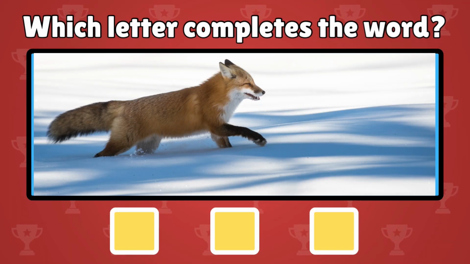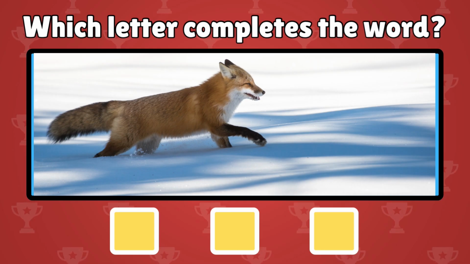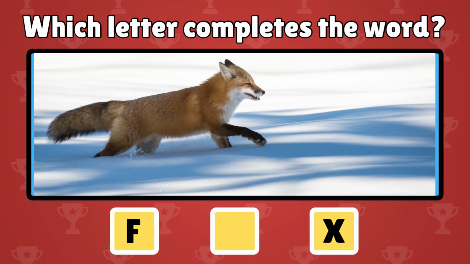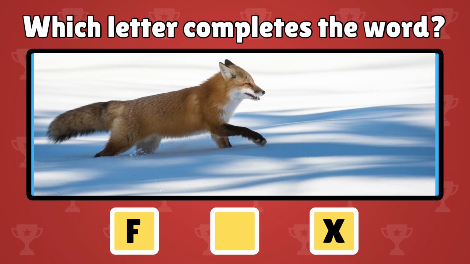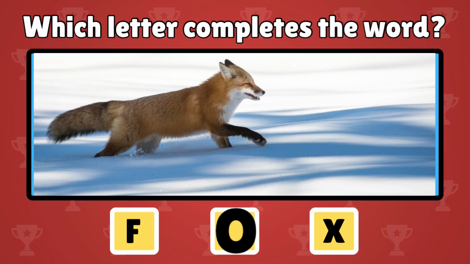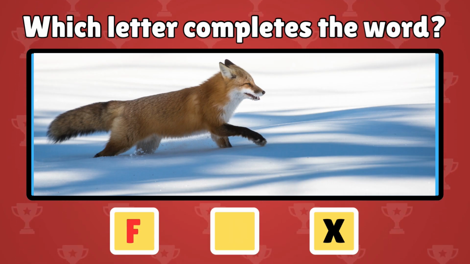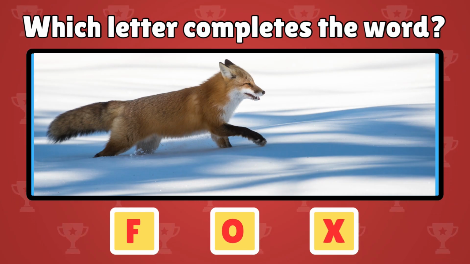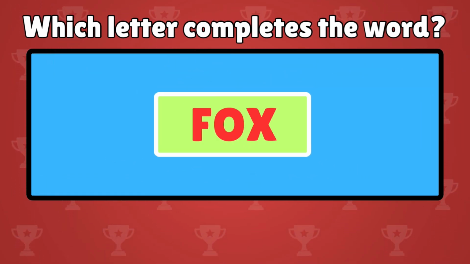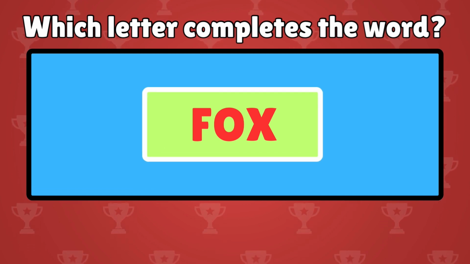Look at the picture. It is a fox. Here, vowel is missing. F, X, which letter completes the word? It is O, F, O, X. Fox. Can you say it again? F is for fox. Fox.